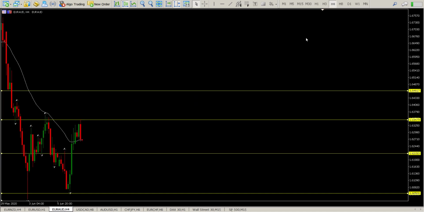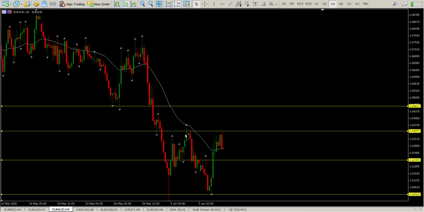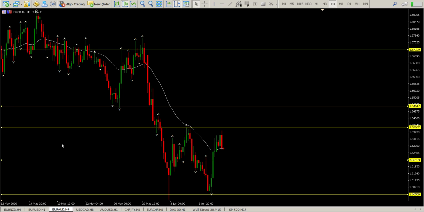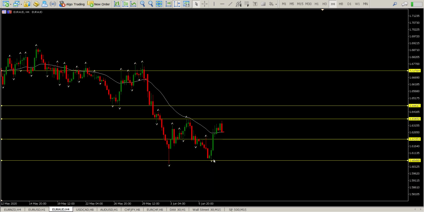Just come to the 4 hour quickly, and you'll see that is a potential double bottom. In other words, any break above 163652 would validate that, and you're going to move pretty much back up into this area here. That is a pretty interesting chart because of the major support we've got down here. If that gives, we're in for a rocky ride to the downside, that's for sure.